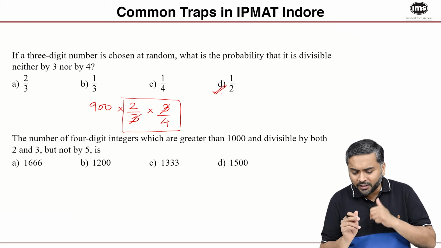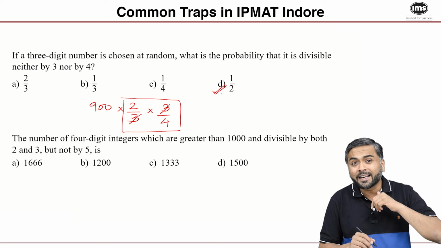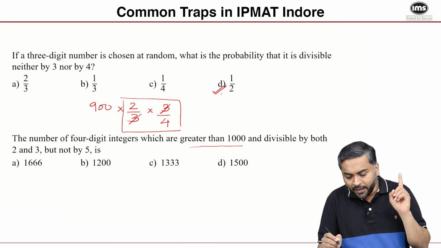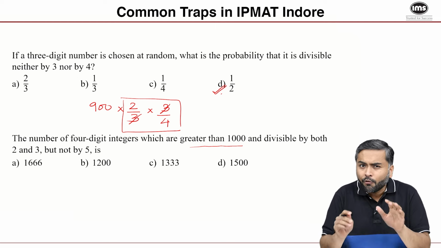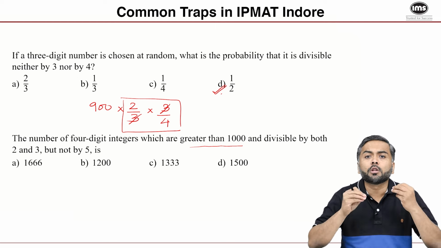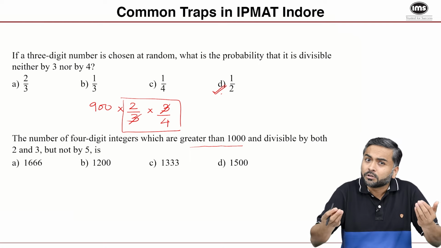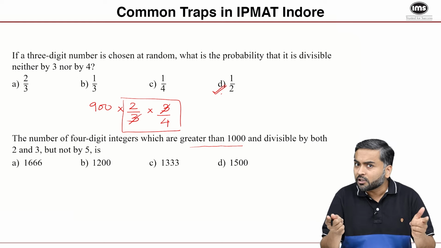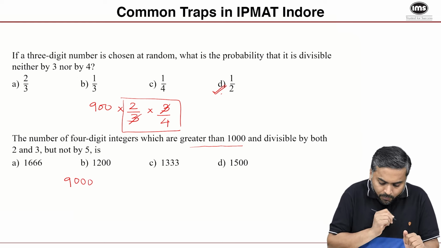Let's apply the same thing in the next question. The number of 4-digit integers, with 1000 not included, that are divisible by both 2 and 3 but not by 5. For the time being, let us include 1000, because I want to check for all the 4-digit numbers. So 1000 will be included. How many 4-digit numbers would there be? 9000 four-digit numbers.